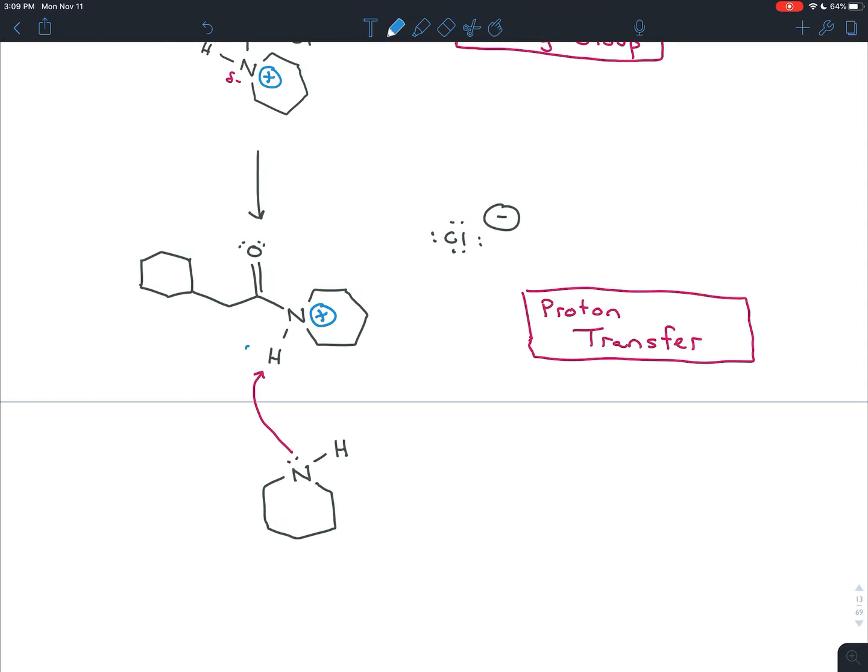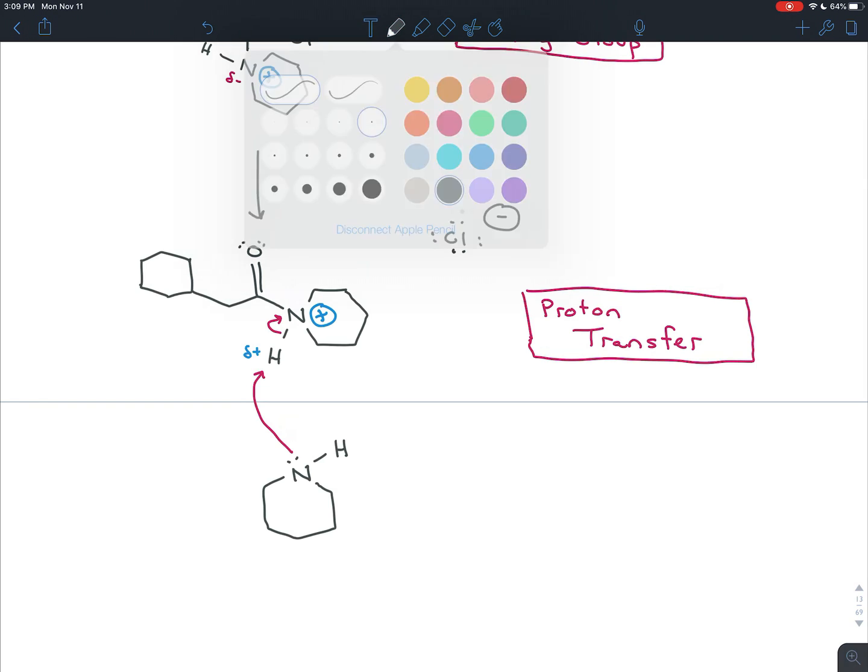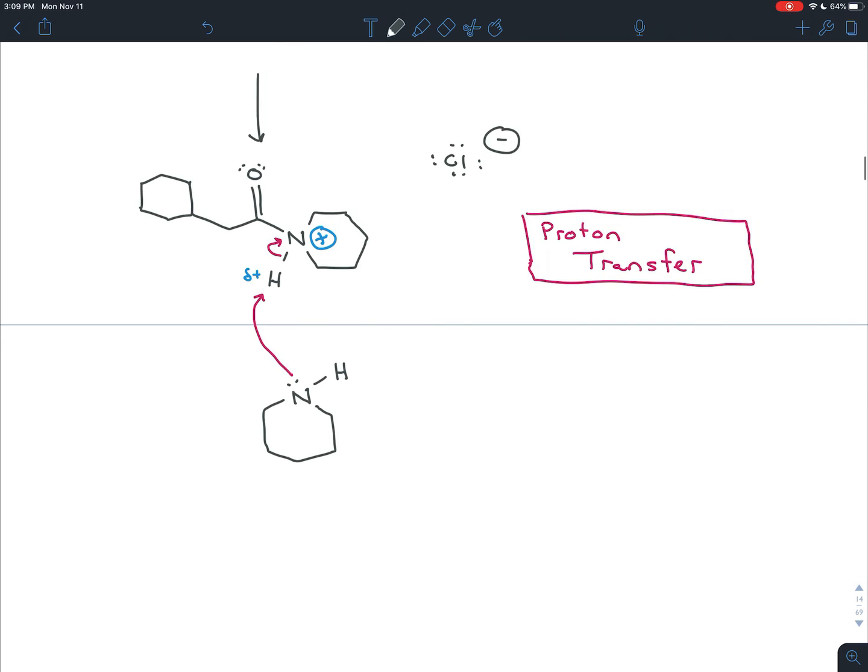Notice that that hydrogen is losing electron density to the nitrogen. The nitrogen is electronegative by itself. With a positive charge, it really tugs on the electrons in the bonds that it has. So the hydrogen is losing electron density, slightly positive. That makes this base attack it, and then those electrons snap back onto the nitrogen to help stabilize that positive charge. So we do a proton transfer to change the stability of this molecule.